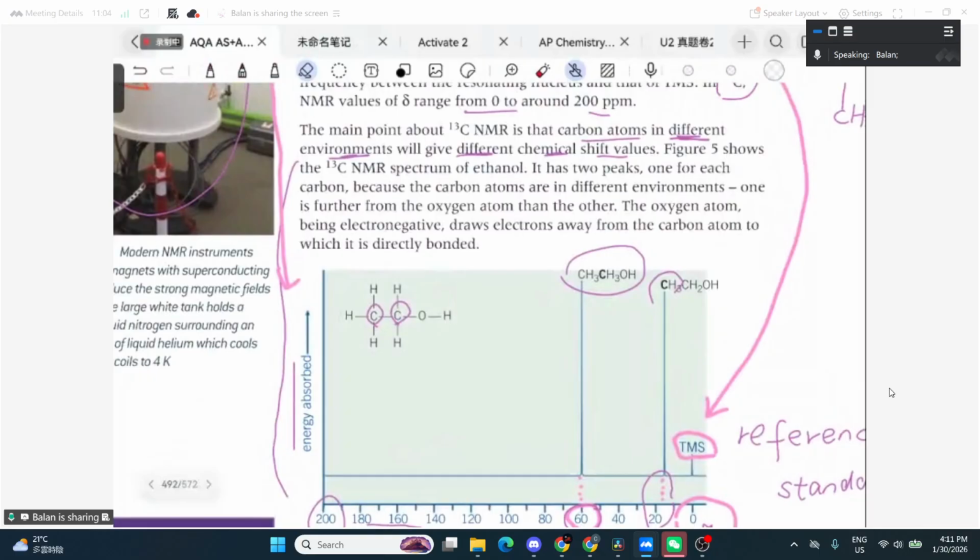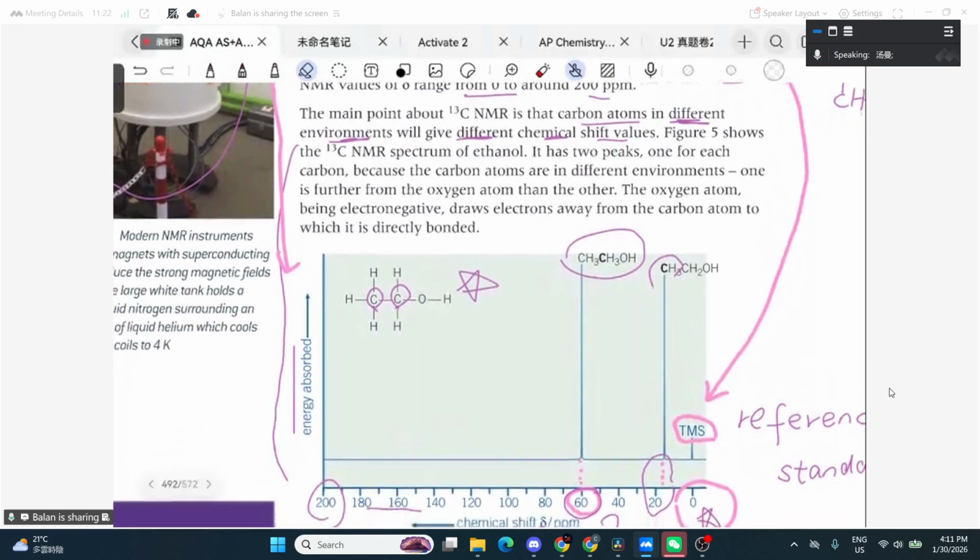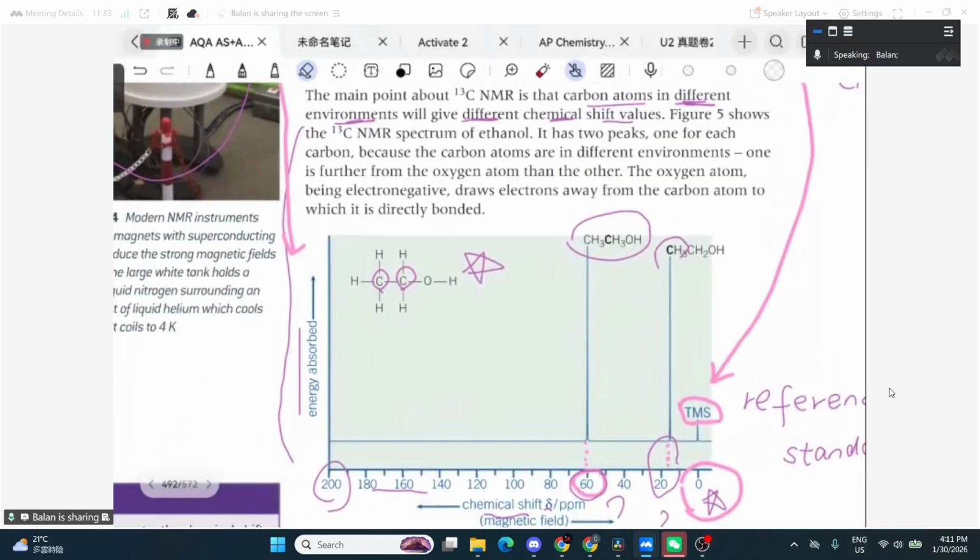So ethanol, you can firstly write its displayed formula or structural formula. It looks like this, right? CH3CH2OH. So it has 2 carbon atoms, and these 2 carbon atoms are different. They are in 2 different environments. One is bonded to oxygen, and the other carbon atom is bonded to carbon. It's away from oxygen.